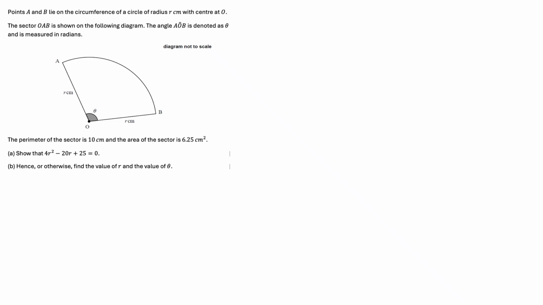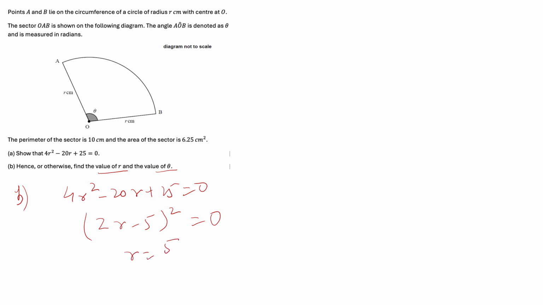Now let's solve B part of the question. It says find the value of r and theta. So we will be using the first part. We will copy the equation and we'll try to make it a perfect square. So this is a perfect square like this, and when we solve, we will get our r value as 5/2. So this is my first answer.